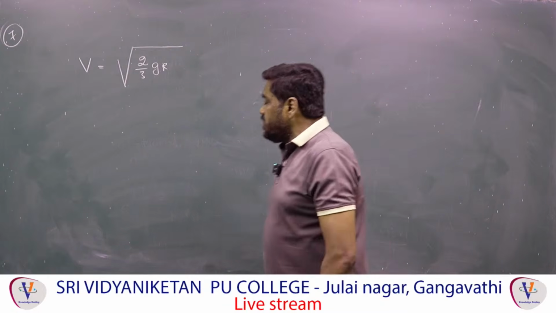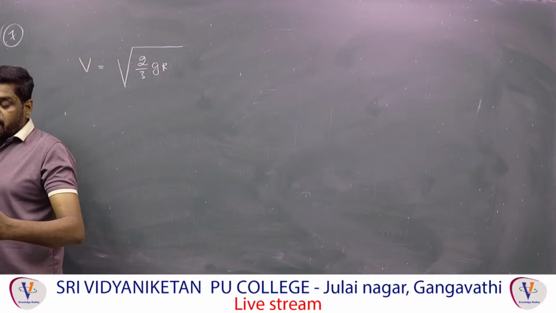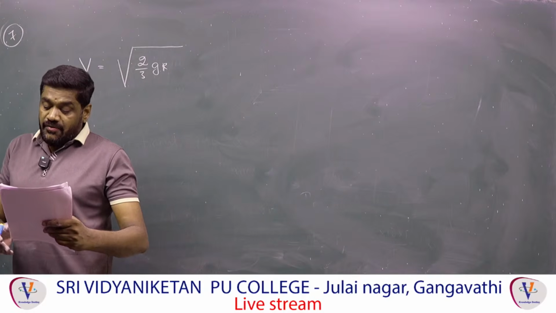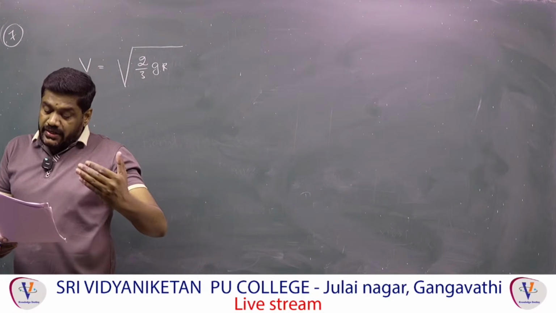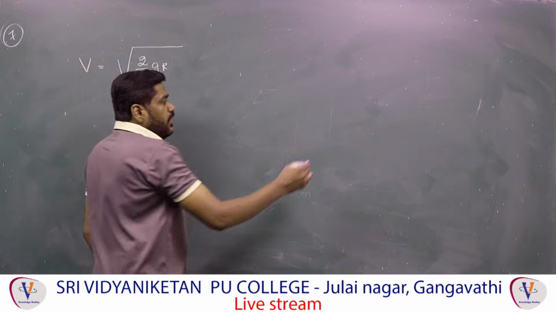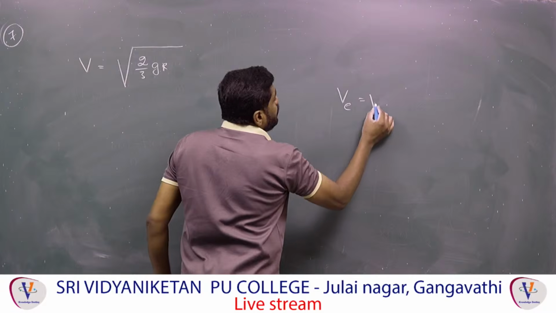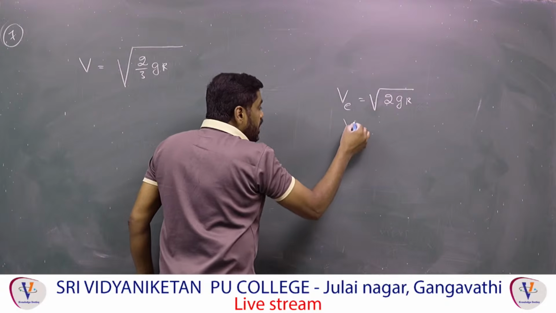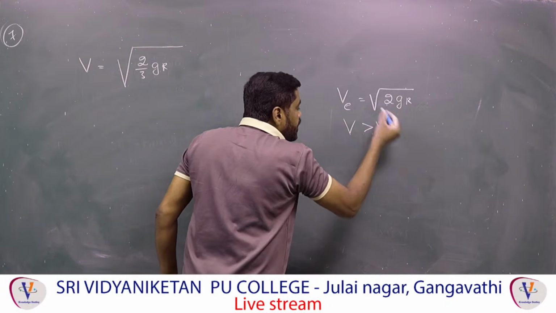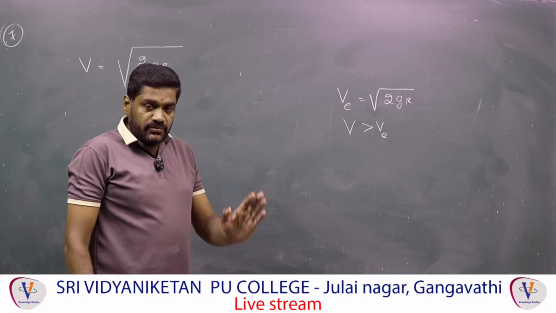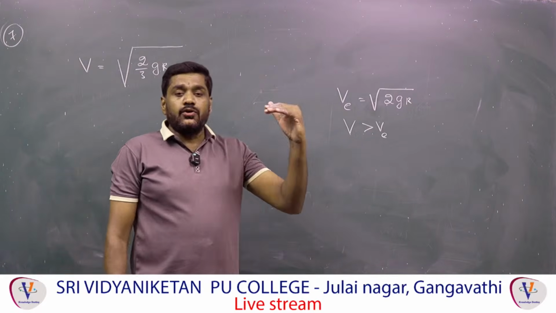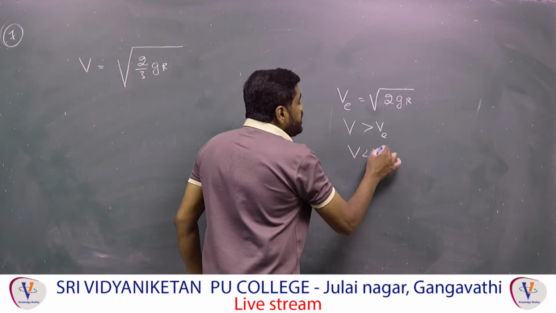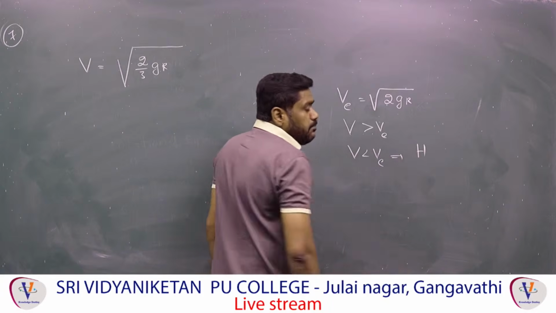But one thing you keep in mind, the question condition: a body is projected from the surface of the earth vertically upward with a speed of root over 2 by 3 G into R, where R is the radius of the earth, the body will attain a height. Generally, what is the escape velocity? Escape velocity VE is equal to root over 2GR. If the velocity of projection from the surface of the earth is greater than the escape velocity, the body goes into interstellar space. But if V is less than VE, then the body attains a maximum height.